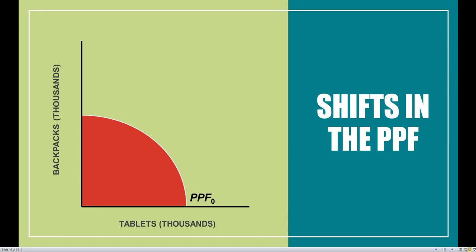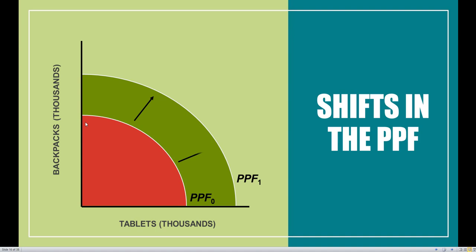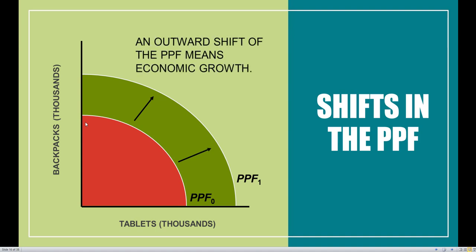So with PPF 0 that we see right here, this once again just tells us the amount of goods and services of both of these goods that we can produce. But suppose that our economy finds more labor. Suppose that they find more land or they have improving technologies. Our PPF is going to shift outwards to PPF 1 here. An outward shift of the PPF does mean that we have economic growth.